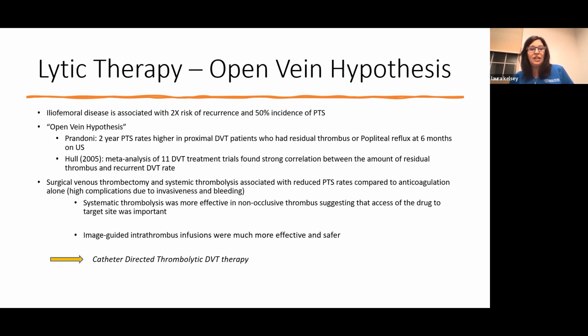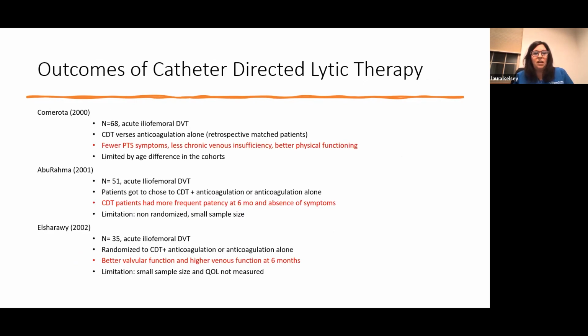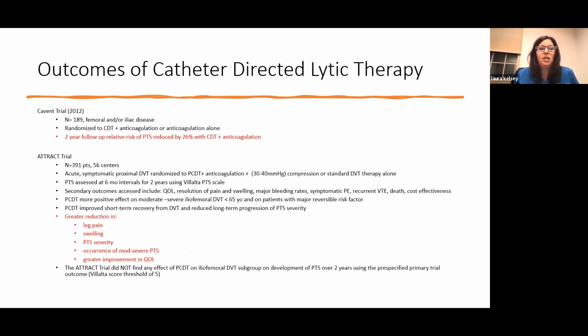And that led to the idea that image-guided thrombolysis infusions wouldn't necessarily carry the same systemic risk and would be directed at the clot itself. So this led to catheter-directed thrombolytic therapy. Many studies were done and showed, yep, I think it's better. I think there's more free patency. I think there's less symptoms. This led to the CAVENT trial, which did a 2-year follow-up, and it showed the relative risk of post-thrombotic syndrome was reduced by 26%.